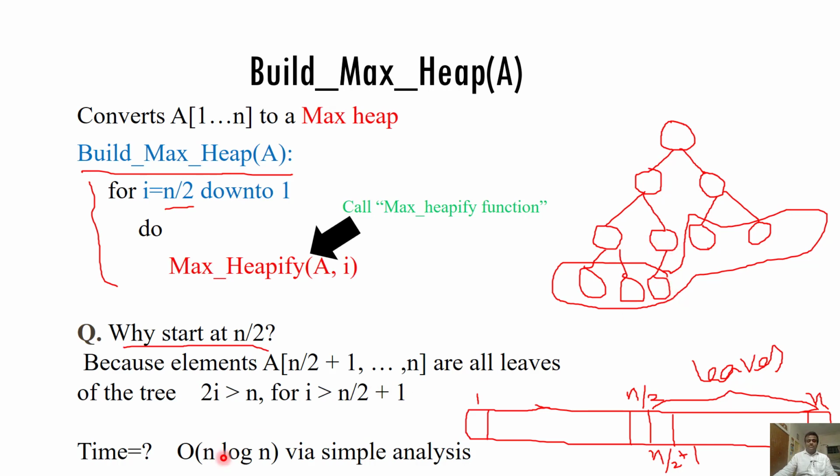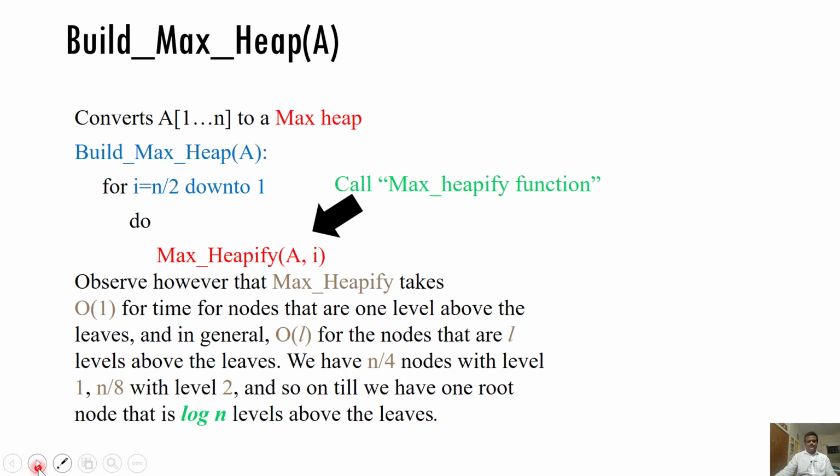So, log n is not the maxipify time complexity for all the i, it will depend on where the i is. It depends on the height, where we are calling the maxipify from the leaf node. If it is the root, then it is log n. So, that analysis we are going to do in more detail.